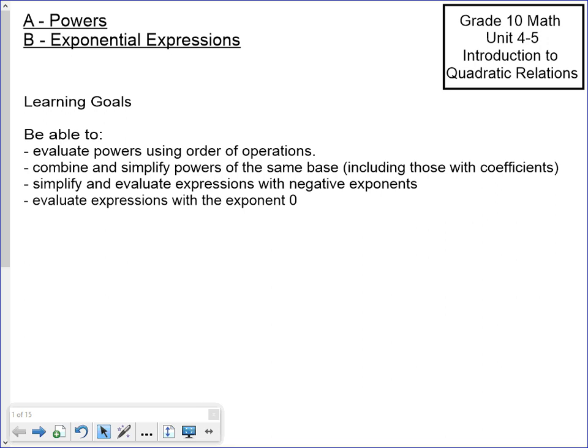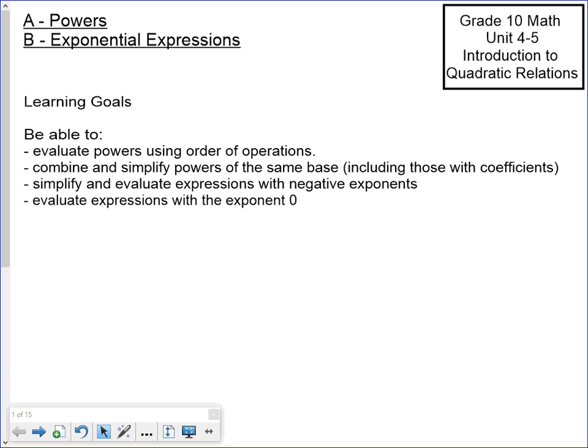This is the first lesson in our new unit here on Introduction to Quadratic Relations, but before we get into quadratic relations themselves, we're going to have to review some stuff on working with powers and working with exponential expressions. So this stuff is covered in sections A and B of your learning guide.